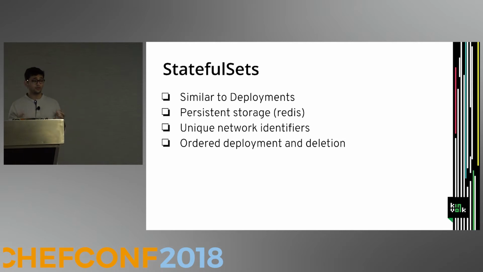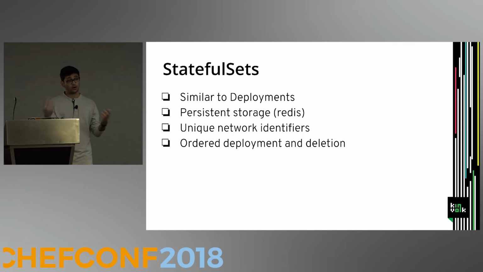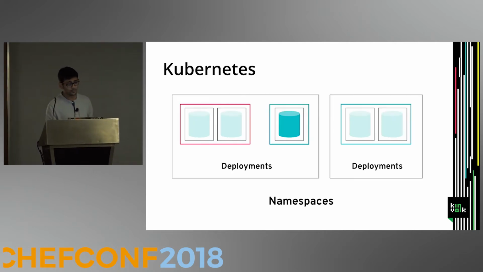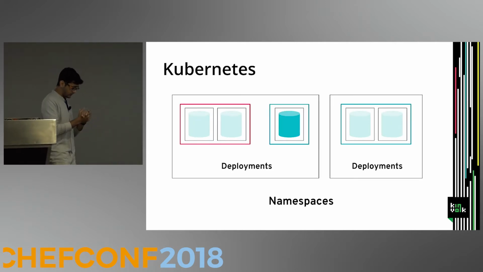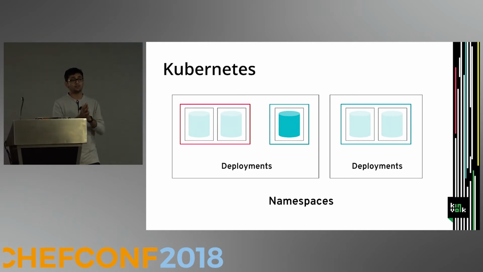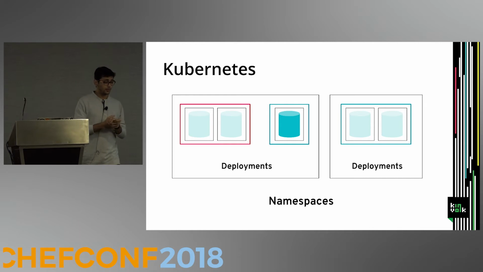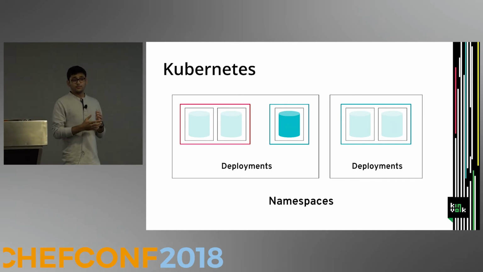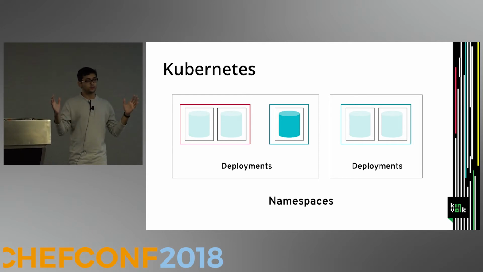You can also order your deployments, and you can tell Kubernetes in what way to schedule your pods and how to delete them. The next concept on Kubernetes is namespaces, which helps you segregate parts of your cluster. A quick example of using namespaces could be having a namespace called production while having a namespace called staging. So now you can use the same cluster for deploying your production apps and your staging apps, but at the same time having complete isolation between them.